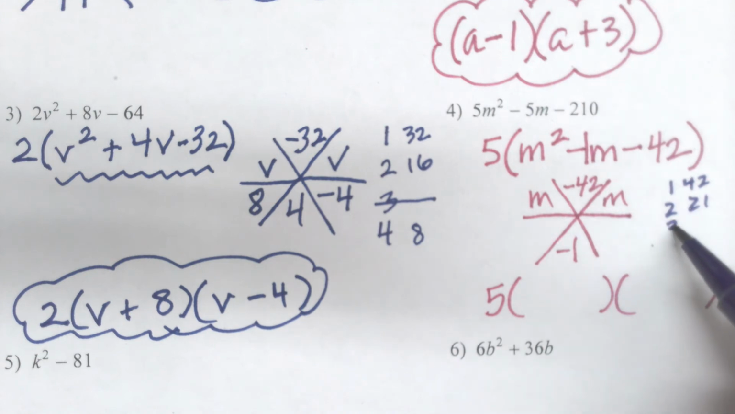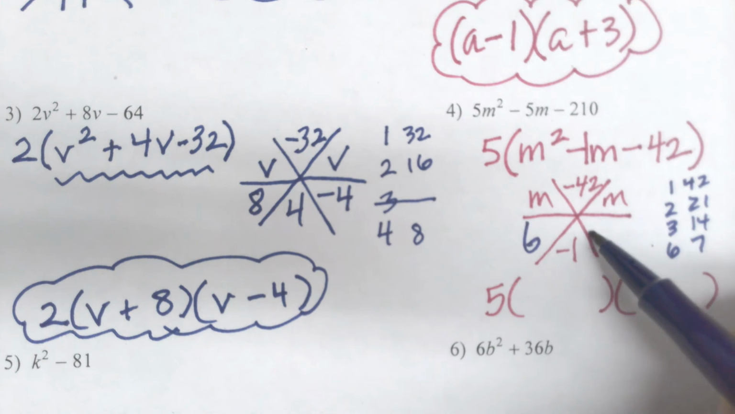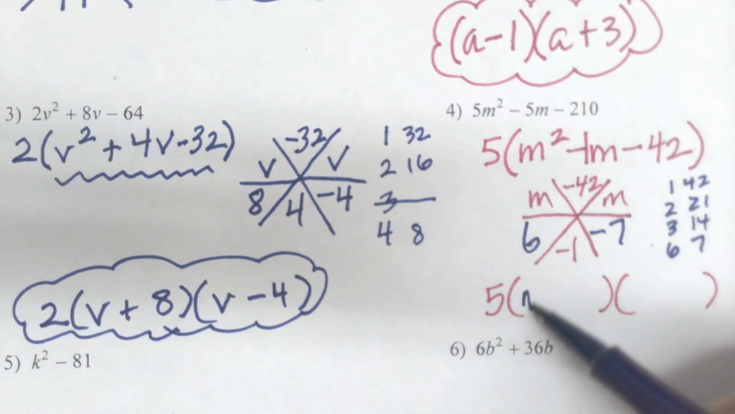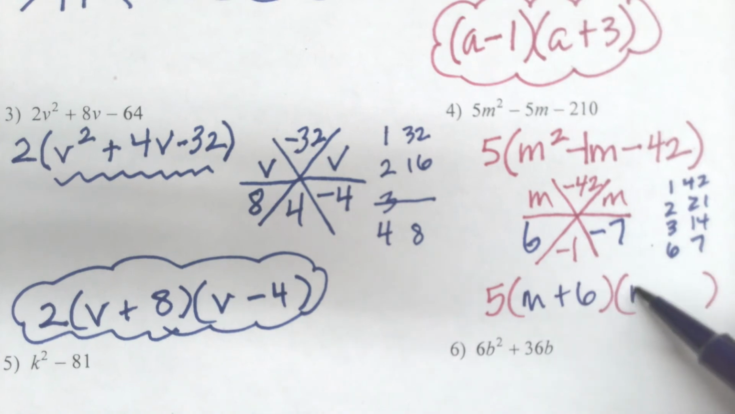I'll try 3. I think it's 3 and 14. Can't do anything to get 1. I don't think 4 goes into it. 5 doesn't go into 42. 6 does. 6 and 7. There I go. If I do 6 minus 7, I'll get negative 1. So it's m plus 6, m minus 7.